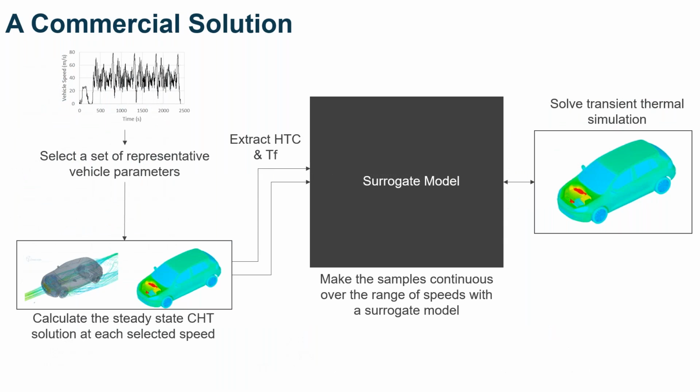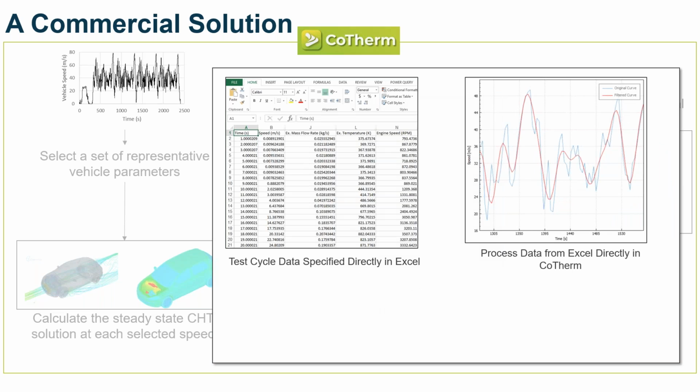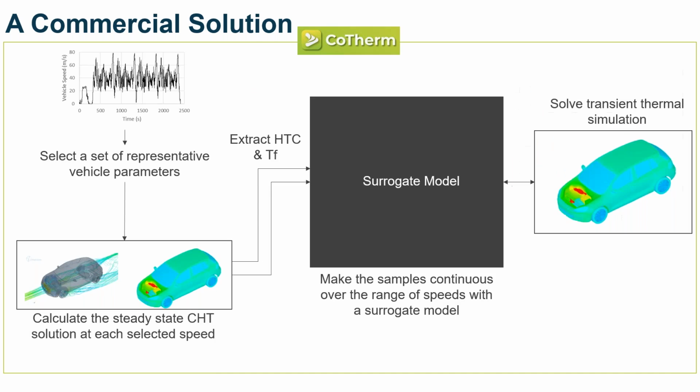So all that said, this is obviously a fairly complex process. There's a lot of selection of sample points involved. You have to calculate conjugate heat transfer solutions, create your own surrogate model, and solve a transient thermal solution. Fortunately, this process is entirely automated in thermoanalytic software Cotherm. We market this under the product name, the Drive Cycle Extension. What this allows you to do is take in your test data directly from Excel and then process that so that you can remove some of the unnecessary data.